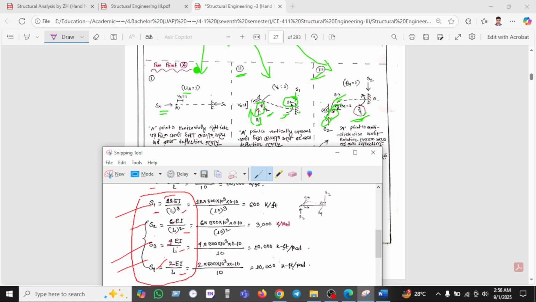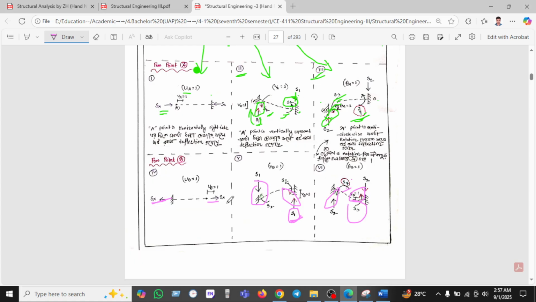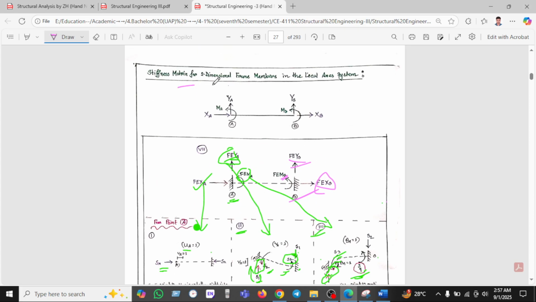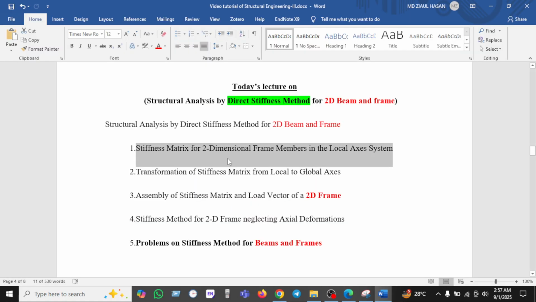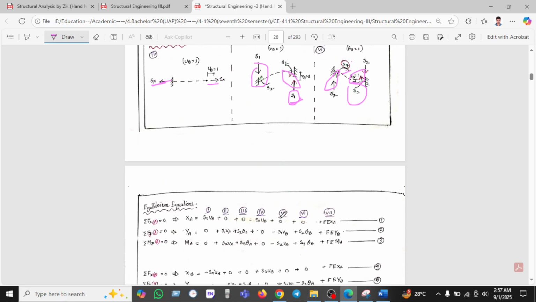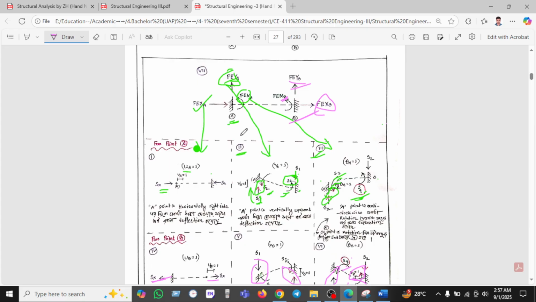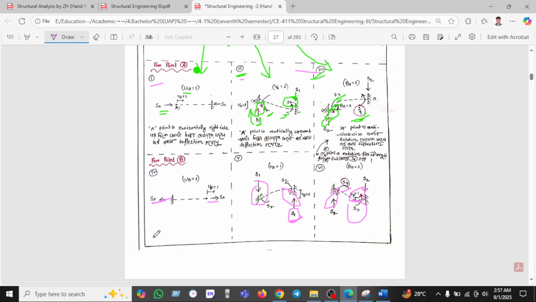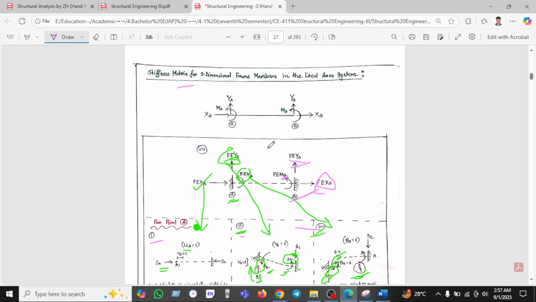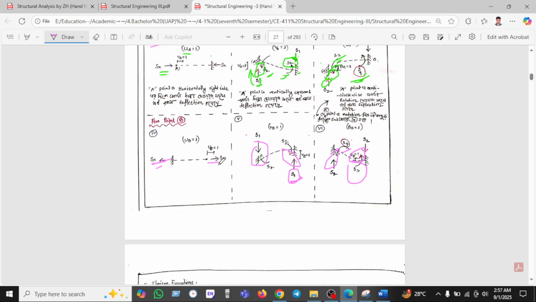You must memorize these. Okay, these are the final ones. These are the stiffness matrix for a two-dimensional frame in the local axis. Now we can see here the equilibrium equation. We are taking 1 2 3 4 5 6, and 7 is here.